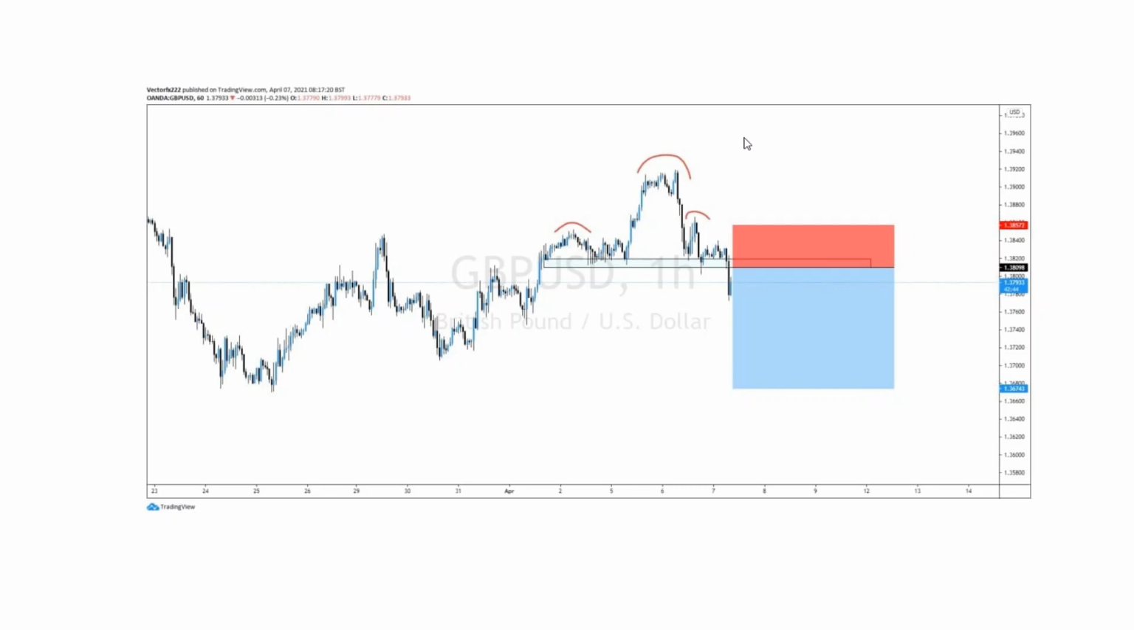Now let's quickly move on to GBPUSD on the 1 hour time frame. For this trade, I remember very well calling it live in our free Telegram channel as well.